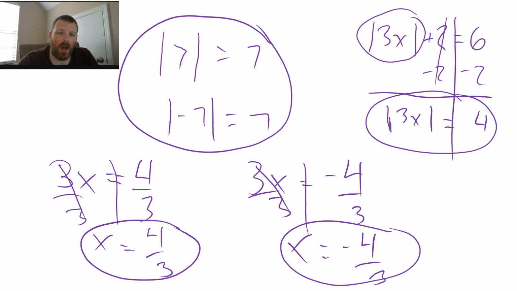So if I was to plug 4/3 in for x back in this top equation, I would get 6. And if I plugged in -4/3, I would also get 6. Now, just because they're opposites here doesn't mean they're always going to be opposites.